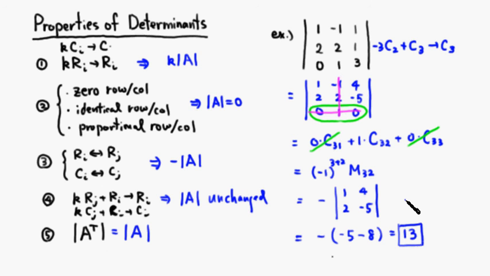So it might be useful to apply row operations before you find the determinant. With row operations, sometimes you get a bunch of zeros, and then the computation using the expansion gets a lot simpler. That's it. I hope that this was clear.